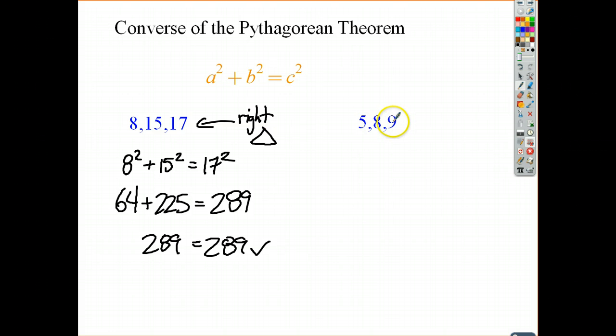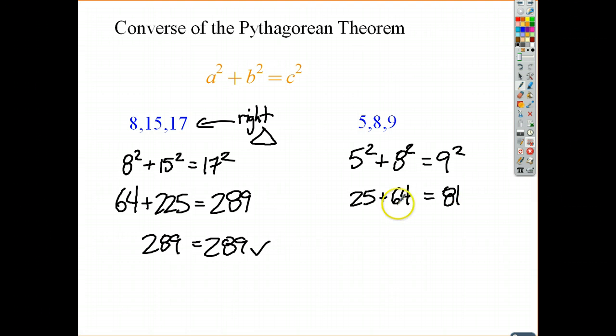Okay, well, let's try this one. C squared here, C is going to be 9. So we're going to get 5 squared plus 8 squared is equal to 9 squared. I'm going to get 25 plus 64. Is that going to be 81? I can already tell it's not, because even if you just had 20, it's going to be more than 81. But we'll go ahead and do this. You're going to get 89. Is that equal to 81? That is not true. So this is not a right triangle. That's the converse.